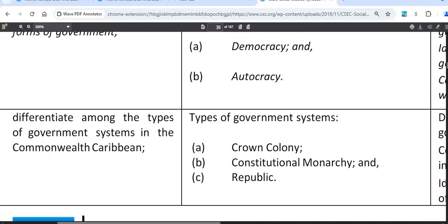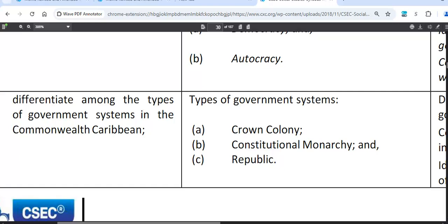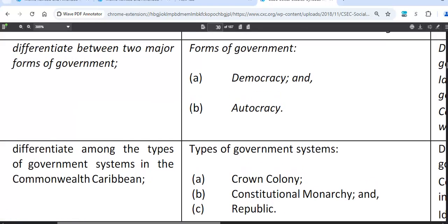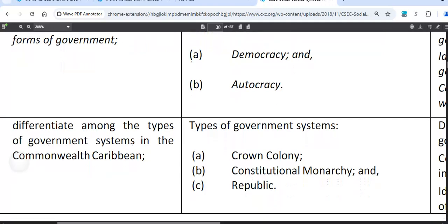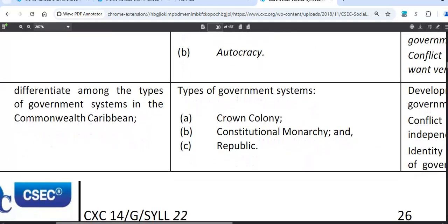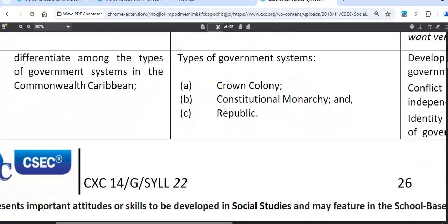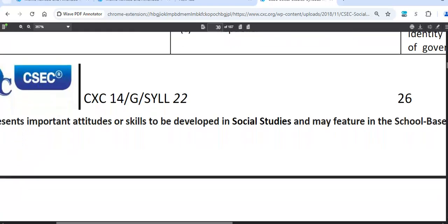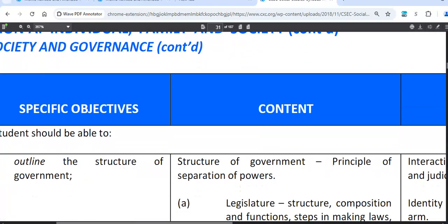So, if you're asked what are the two types of government, you have democracy and autocracy. If you are asked about the types of government systems, they are the crown colony government system, the constitutional monarchy, and the republic government system.